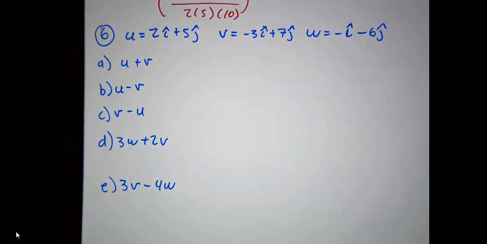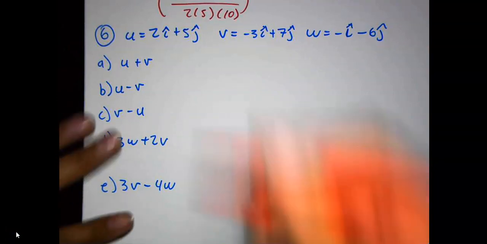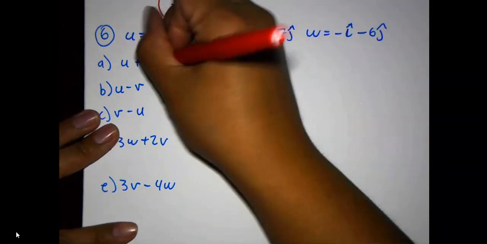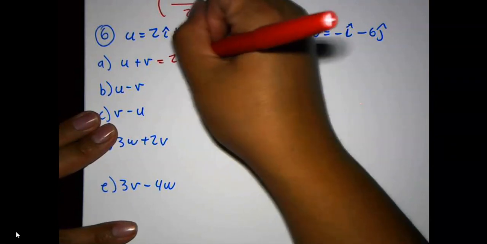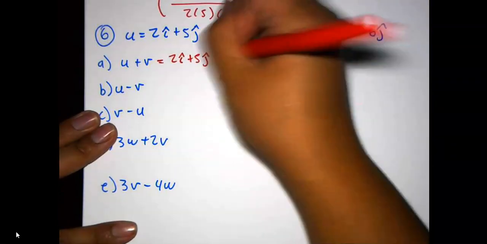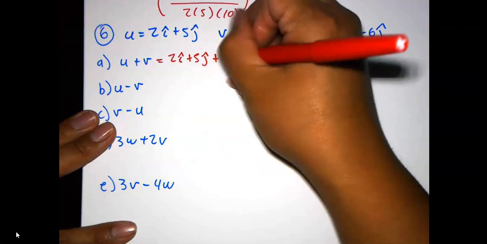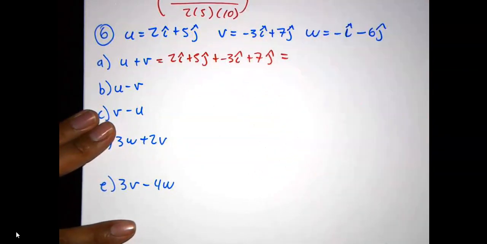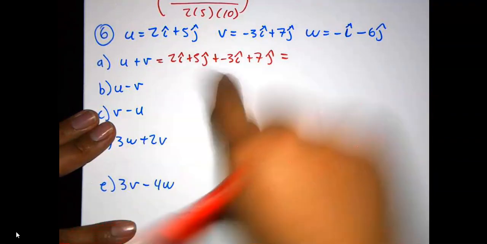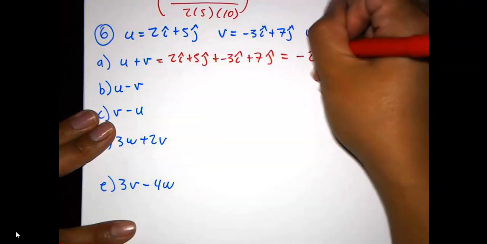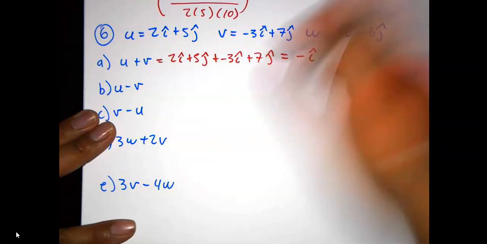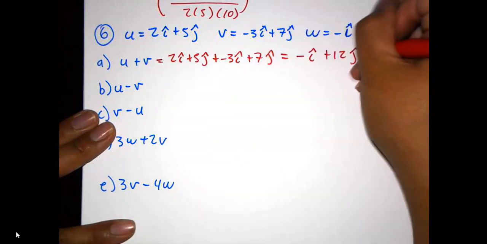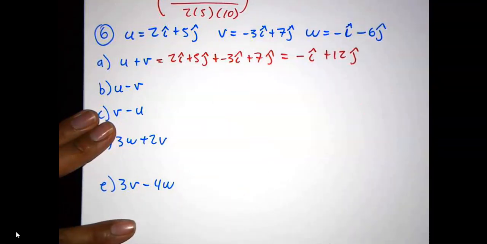So now we are moving on into the vectors. So we're adding and subtracting vectors. So we just combine my terms. So I got 2i plus 5j plus negative 3i plus 7j. So I just combine my terms. 2 minus 3 will be negative 1i. 5 plus 7 will be 12j. I just put those little hats on the top because they're vectors. You don't have to, that's okay.